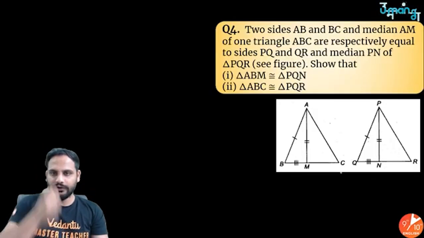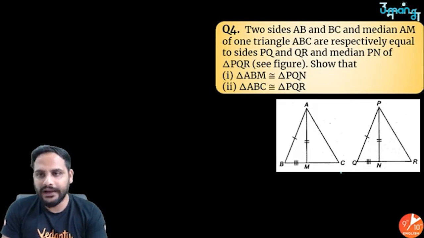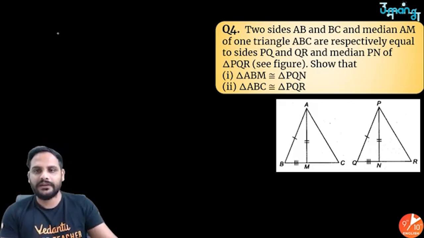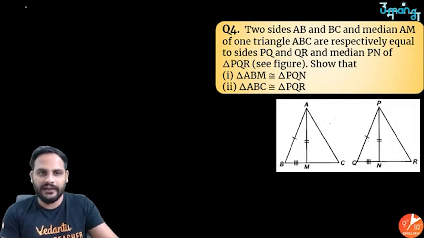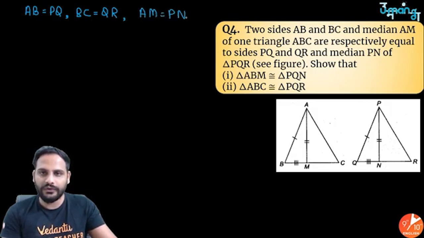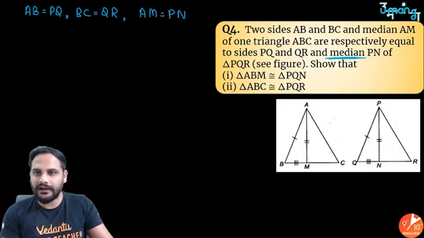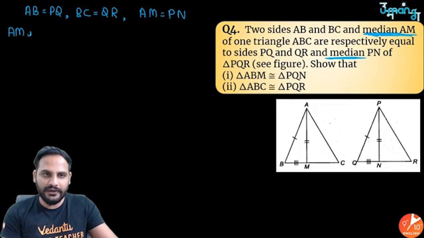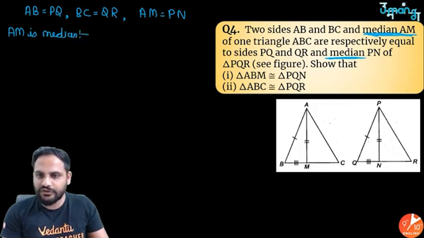Next question is this. Two sides AB and BC and median AM of one triangle are respectively equal to PQ, QR and median PN. That means they have given in these two triangles AB is equal to PQ, then BC is equal to QR, and then AM is equal to PN. Also remember, AM and PN are medians. So if AM is a median, that means A is a vertex, M should be the midpoint of BC.